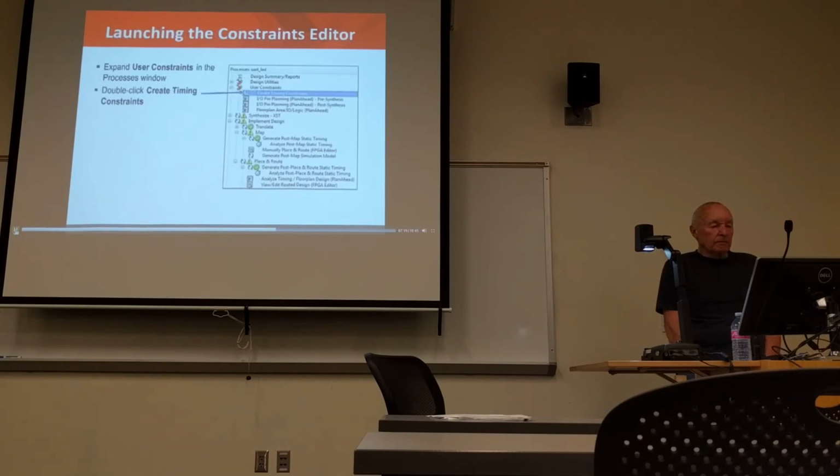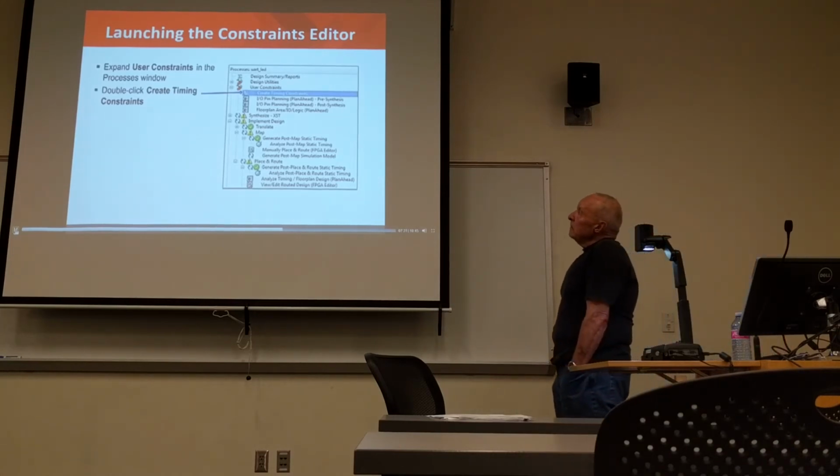Now we want to introduce you to the Xilinx Constraints Editor, so you can get an idea about how you're going to be making your global timing constraints on your design. To start the Constraints Editor, double-click the Create Timing Constraints button in the Processes window of the ISE software. If you don't see this button, expand the User Constraints button to then see the Create Timing Constraints button.